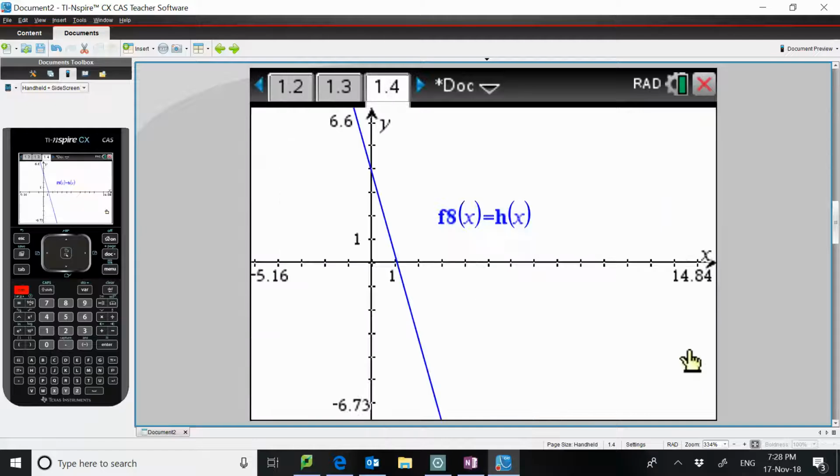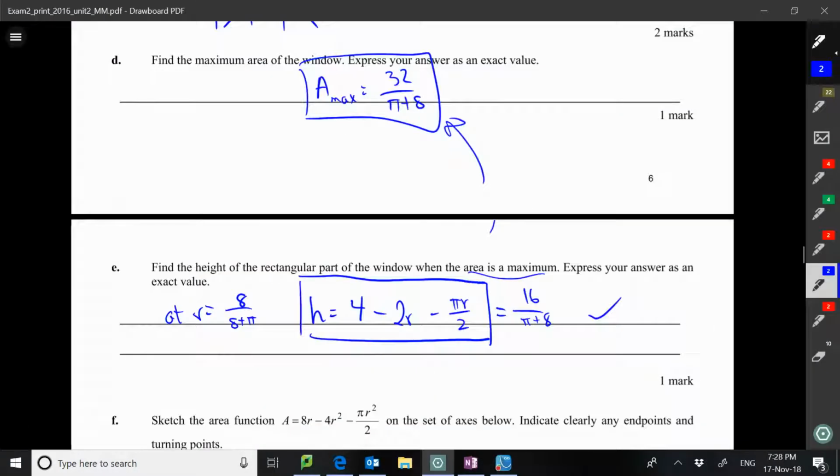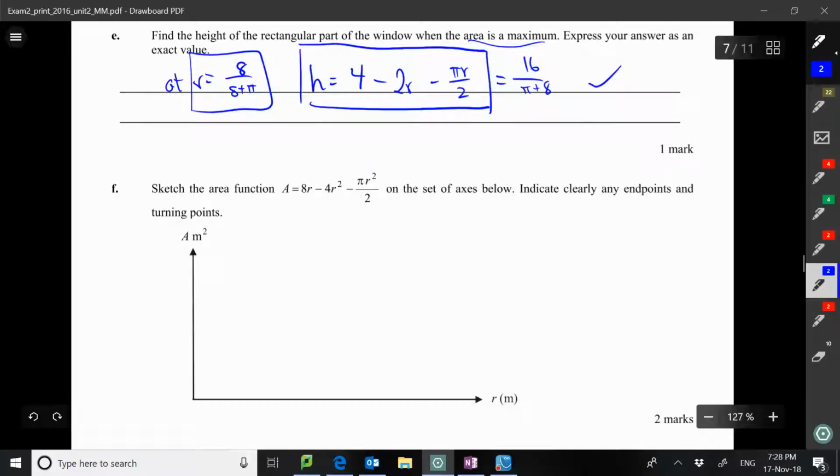So that means my suitable domain can only now work from here to here, which is 0 to 8 over pi plus 4. Which is a bit troublesome because remember our radius before, the maximum was 8 over 8 plus pi. Now I don't even know if that's within the domain or not. But if I were to sketch this graph, I know that r is only between 0 and 8 over pi plus 4, since I want h to be greater than 0 and r needs to be greater than 0 as well.